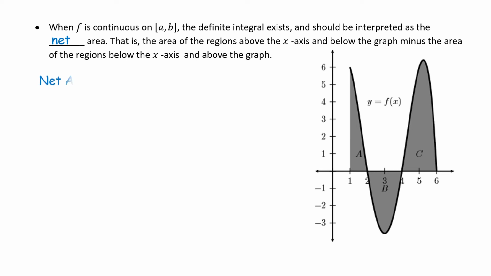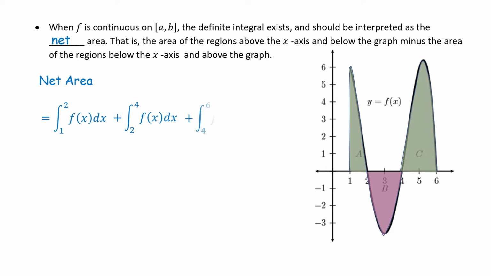Let's consider net area. We'll look at the area of A. That would be the integral from 1 to 2 of f of x dx. Now let's look at the area represented by B. We would add that. So it would be the integral from 2 to 4 of f of x dx. And finally, let's consider the area C. That would be the integral from 4 to 6 of f of x dx.